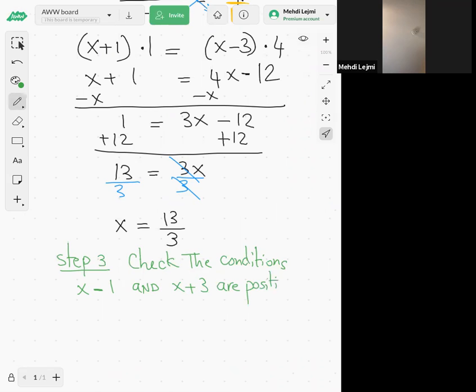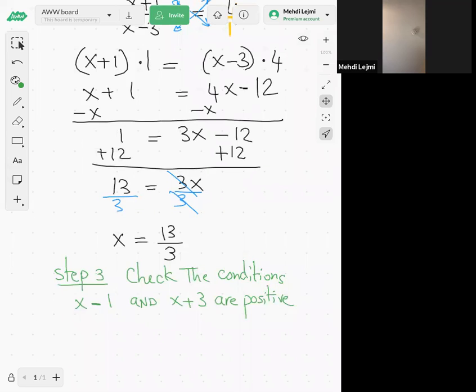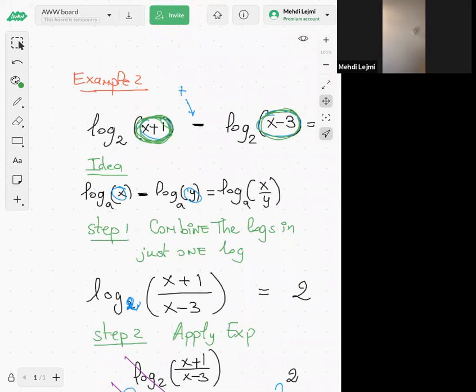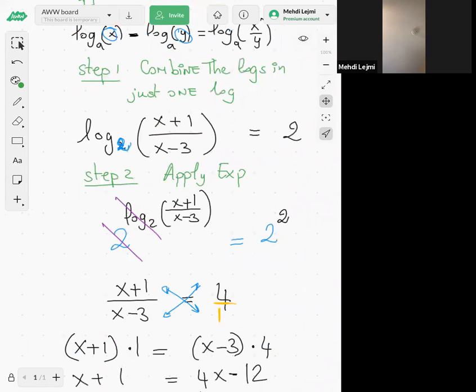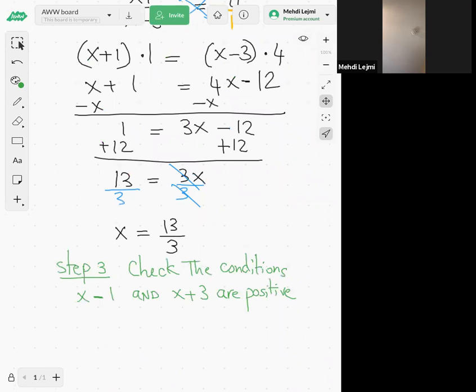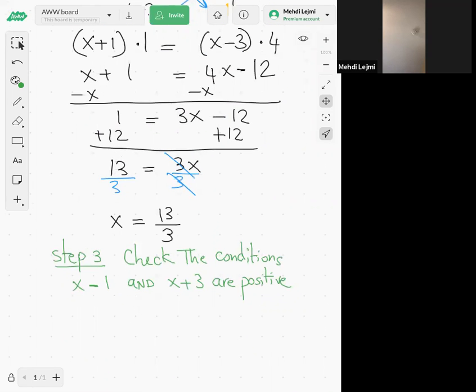Again, because log is only applied on positive numbers, right? So this is x plus 1 and x minus 3. This is x minus 3, of course. So both of them must be positive. My solution is 13 over 3.